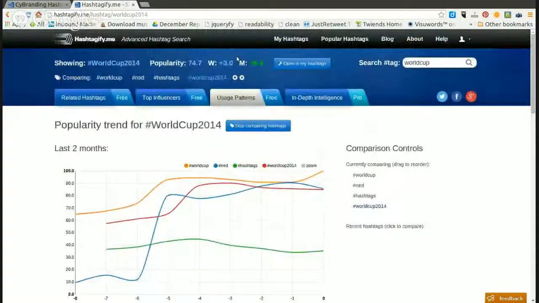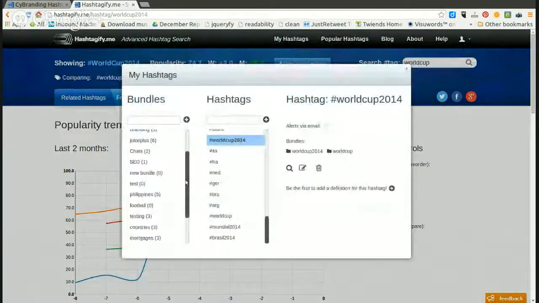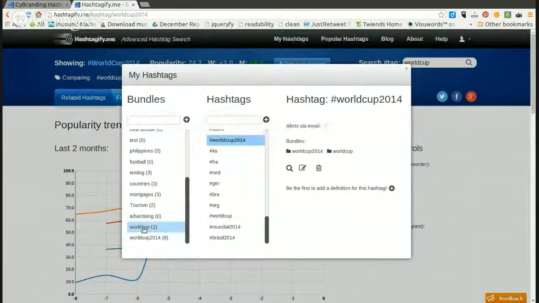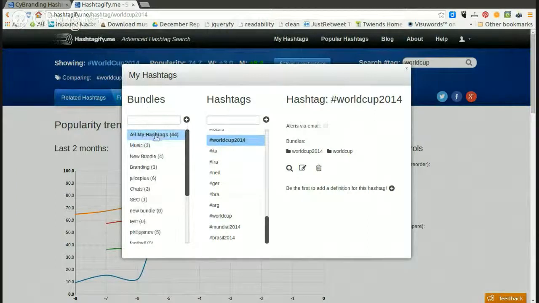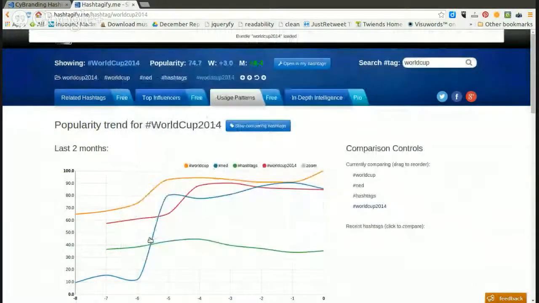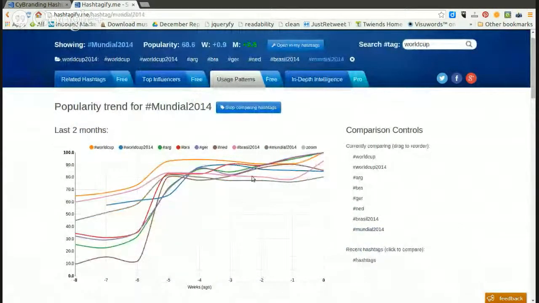So if I go to my bundles here, open my hashtags, sorry, World Cup. Okay, it worked in a funny way because I already had a bundle named World Cup. But for example, I had created this other bundle some time ago, World Cup 2014. So if I click on it, we can see here what are the hashtags I had added. I can also change these and so on. But most importantly, if I double click on it, it will open that bundle here, and I can see what happened from last time I saw it.